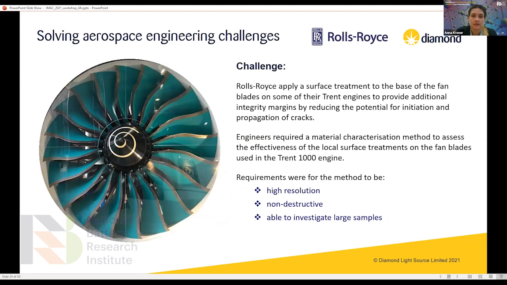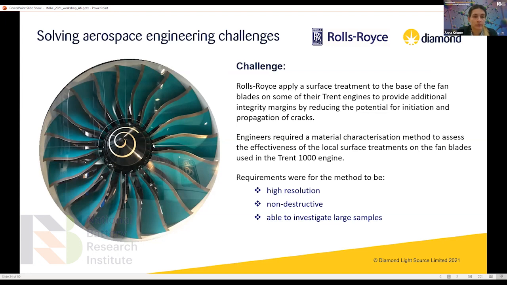I have two case studies where industry used Diamond, and specifically the X-ray diffraction technique, to solve their industrial problems. The first one is work carried out by Rolls-Royce. They wanted to use diffraction to study the effectiveness of the surface treatment. So here we have the fan blade and the root of the fan blade, which is where I'm pointing. It is mechanically attached, so while the fan blade is rotating during engine operation, that puts quite a lot of load onto the root of the fan blade.